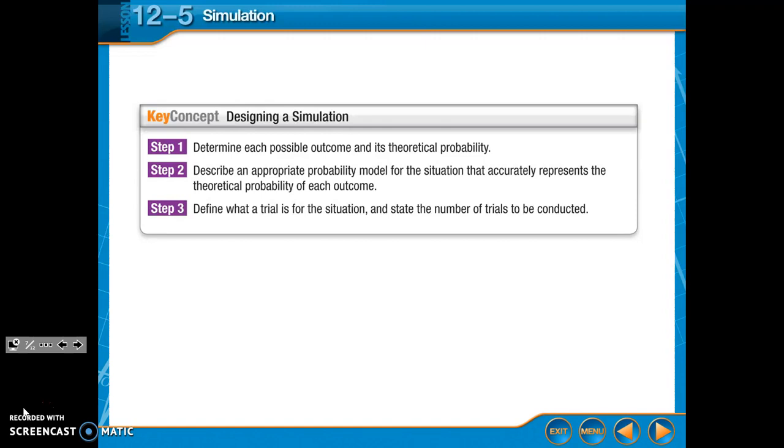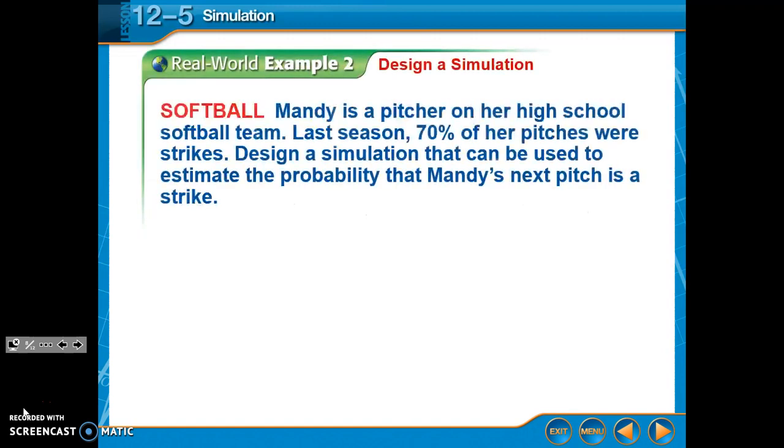So if we wanted to design our own simulation, okay, Mandy is a pitcher on her high school softball team. Last season, 70% of her pitches were strikes. Design a simulation that can be used to estimate the probability that Mandy's next pitch is a strike. Okay, so we're not actually calculating anything. We're just setting up how we could possibly do this.